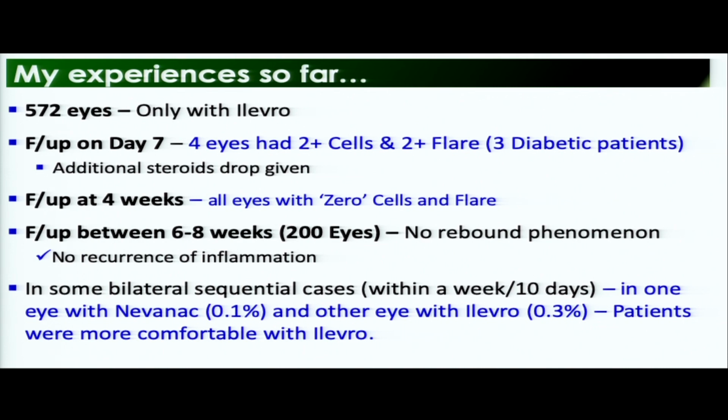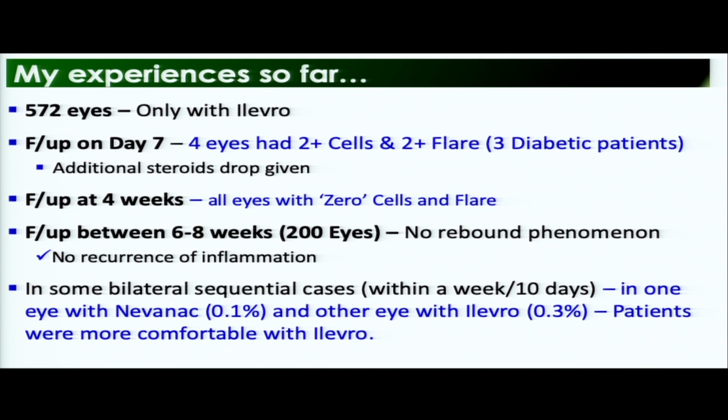So, follow-up after day 1, there are some patients with 2+ cells and flare, but by day 7 we are clearing the patients: 2 patients with cells, 2 patients with flare, 3 diabetic patients, and an additional steroid drop was given. At 4 weeks, there are 0 cells and flare. I was part of their study, so I called the patients, 200 patients, after stoppage of the drug, typically 2 weeks, and I have not seen a single rebound phenomenon of inflammation.